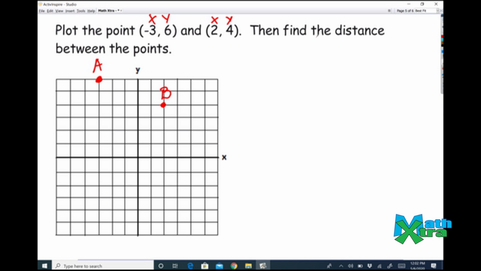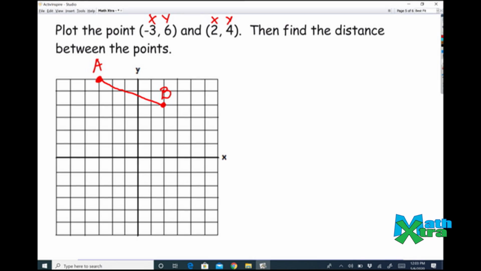All right, then find the distance between the points. So I need to find the distance between the points. So what do you all think we're going to do? What have we been doing all day? Making a right triangle. So let's make this right triangle and let's find the distance between point A and point B. Here we go. 8th graders, I know y'all got this.